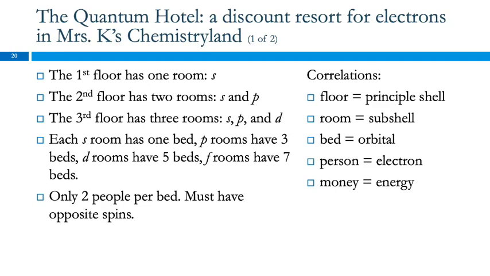So the correlations, in the hotel, a floor corresponds to a principal shell or principal energy level. The room is the subshell or the sublevel. The beds are the orbitals, the people are the electrons, and money is energy. Okay? And I just find talking about the hotel makes it a lot easier to remember this stuff, because then it has some relevance to real life, right?